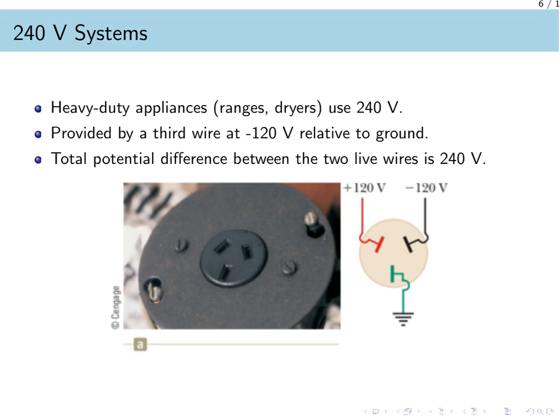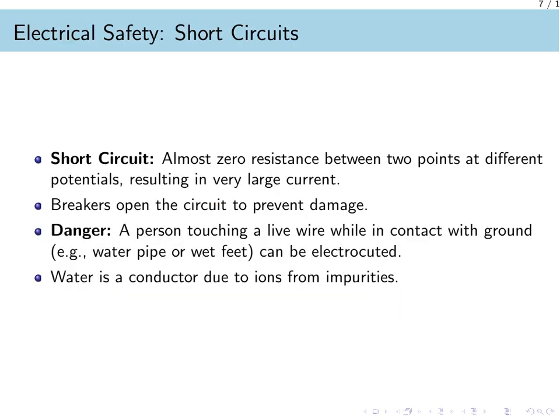Operating at this higher voltage allows these heavy-duty appliances to draw half as much current as they would at 120 volts, meaning smaller wires can be used safely without the risk of overheating. Moving on to electrical safety, let us discuss the hazard of short circuits.